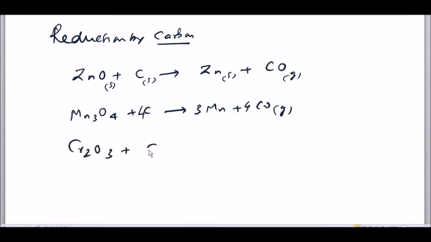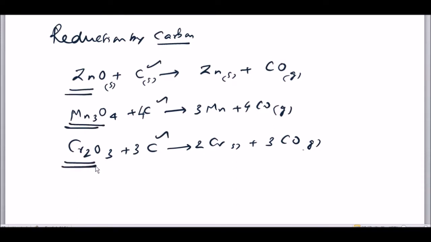Cr2O3, this can also be reduced by using the carbon. So we can have Cr solid, along with that the carbon monoxide gas, 3 times, 3 times. Equation is balanced. So in all these cases, the carbon is playing a role called reducing agent. It is exclusively used for oxides like this, ZnO, manganese, and then chromium oxides.